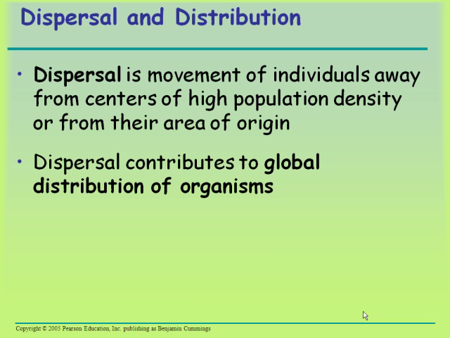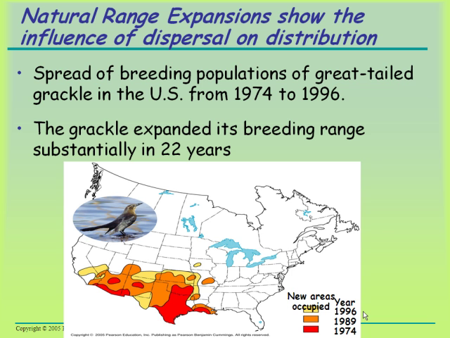Dispersal and distribution. The definition of dispersal is the movement of individuals or organisms away from the centers of high population density or from their area of origin. So from high to low population, they are being dispersed. Dispersal contributes to the global distribution of organisms.